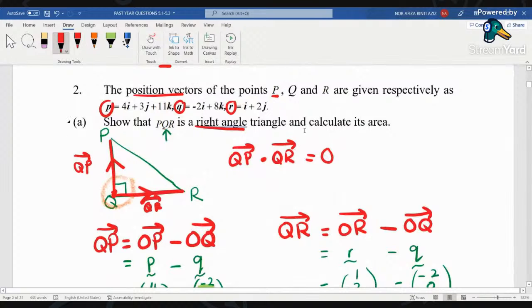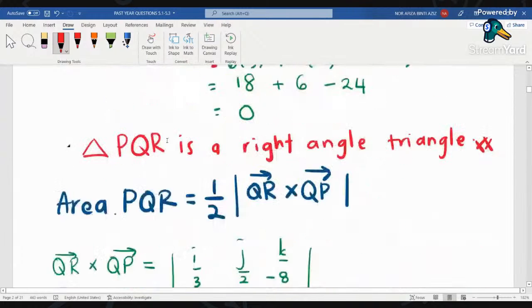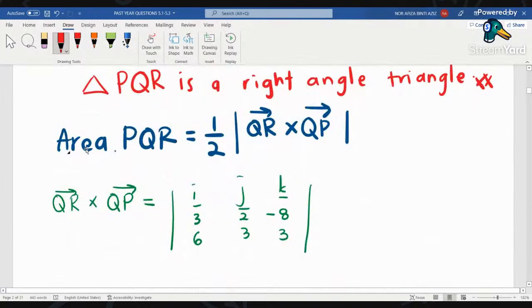Next, the question asks us to calculate the area of the triangle PQR. In vector product, we already learned that the formula for area will be 1/2 modulus of QR cross QP. Or you can take QP cross QR. It does not matter which one, okay, because we already have the modulus.